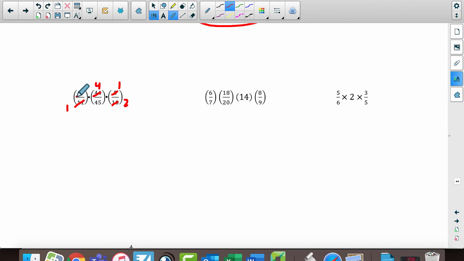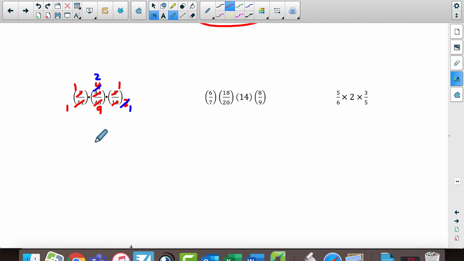Divide them both by 5. 5 by 5 is 1. 45 by 5 is 9. Anything else? Yes. There's the 2 and the 4. Divide them both by 2. 2 by 2 is 1. 4 by 2 is 2. And now we can finally get our answer.